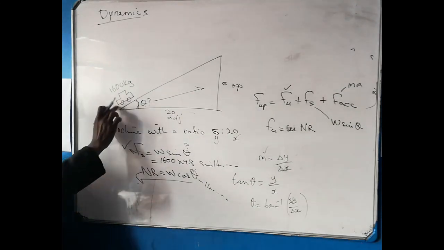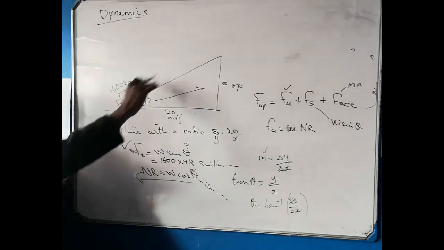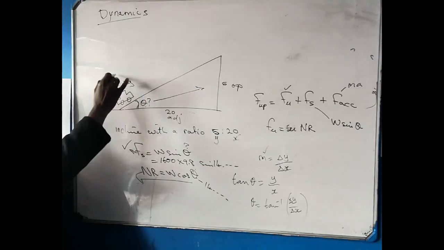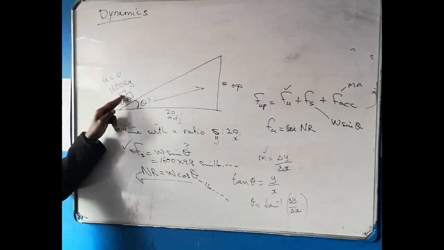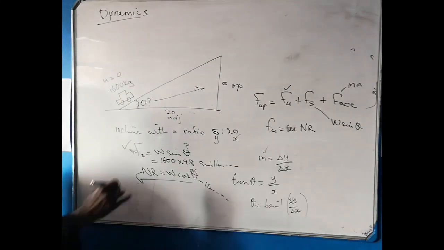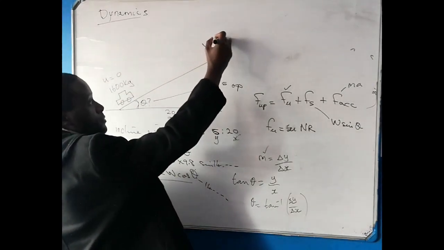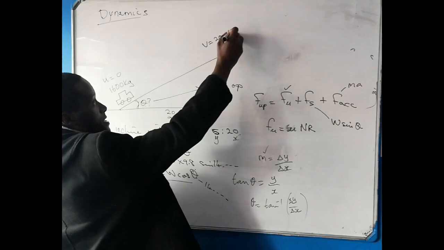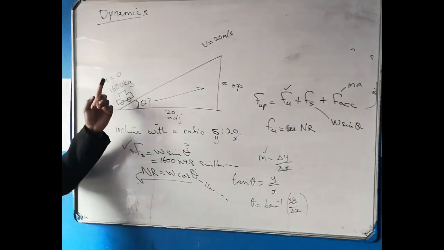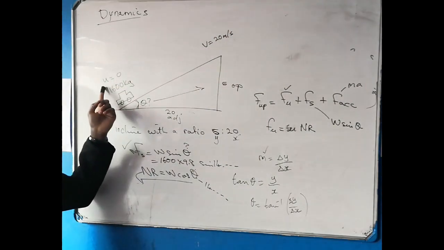If they say from the bottom of this slope the velocity was 0, this vehicle starts going upwards and reaches a finite velocity of maybe 20 meters per second. Then there is a change in velocity.